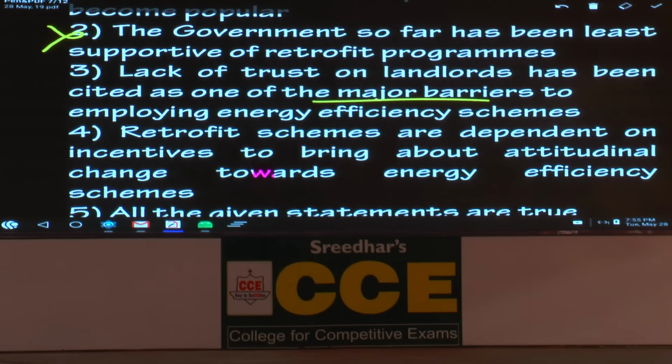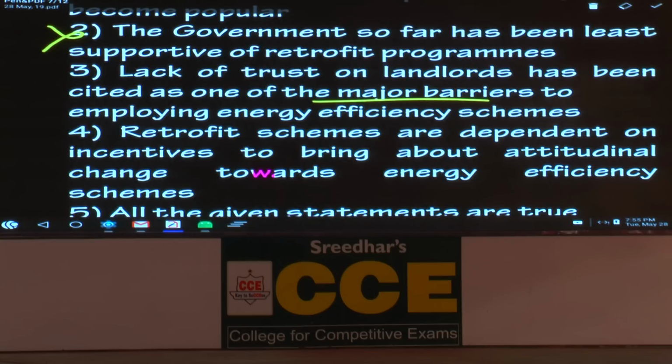Retrofit schemes are dependent on incentives to bring about attitudinal change towards energy efficiency schemes. This has been mentioned clearly. Please go to page 2, the first paragraph on page 2. In the middle of the paragraph, there is a sentence: frequently, these discussions have criticized the extent to which retrofit schemes rely on incentives and the provision of new technologies to change. Same point. So what is the answer based on that?